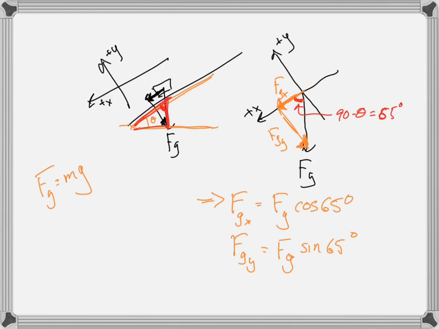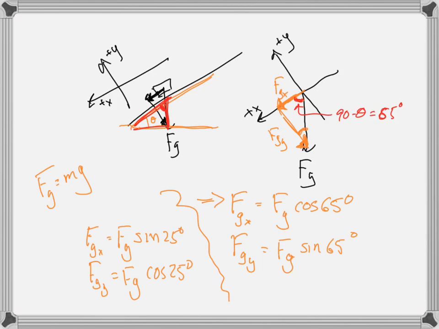Notice that if you had chosen to use the bottom angle instead, which is 25 degrees, then you might have written down Fg sub x as Fg times the sine of 25 degrees, and Fg sub y as Fg times the cosine of 25 degrees. So it depends which angle you're using. Both of these are correct. Either set of these components is correct.